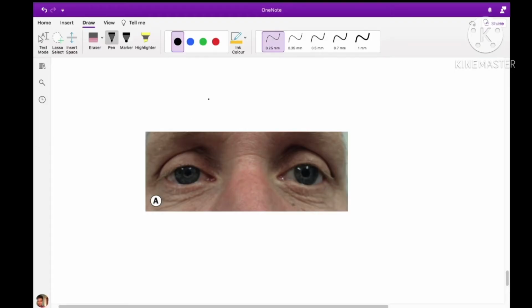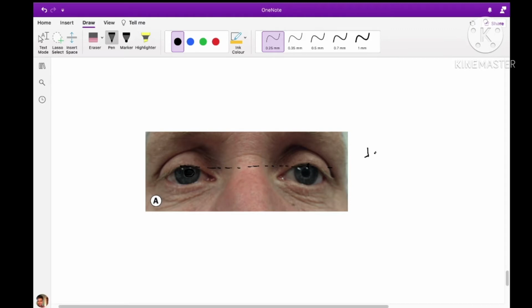Let us see how we will confirm the diagnosis of Horner syndrome. Suppose a patient has come to you with this finding. Now you can see here this eye is showing a little ptosis, maybe 1 to 2 millimeters, and it is showing miosis, right? It is showing ptosis and miosis. So what are the tests that we can do?